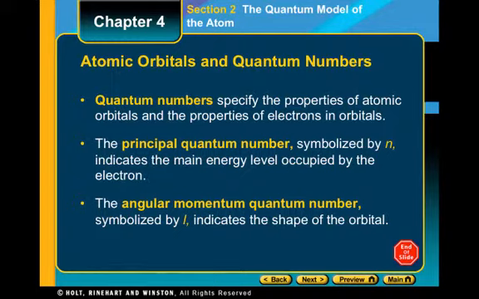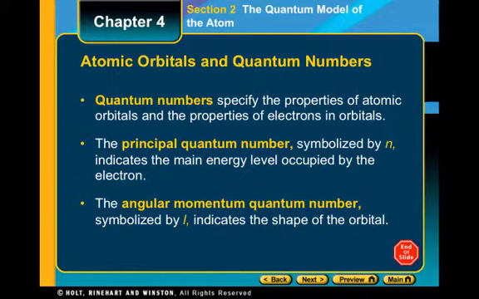The first quantum number is the principal quantum number, and these four are all going to describe something different about these orbitals. The principal quantum number is symbolized by the letter n, so you can have n equals 1, n equals 2, n equals 3, and it indicates the main energy level. And so when we say n equals 1, we're saying it's in the first energy level, versus n equals 2 would be the second energy level, and the higher the energy level, the farther away from the nucleus you're getting.